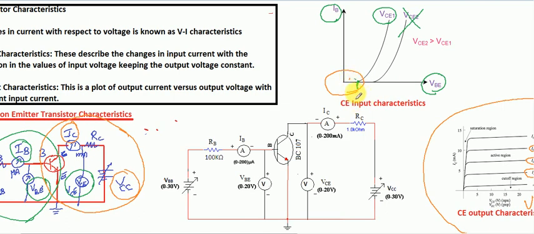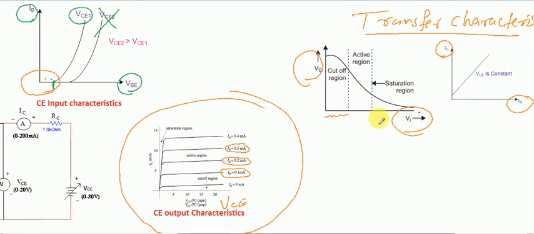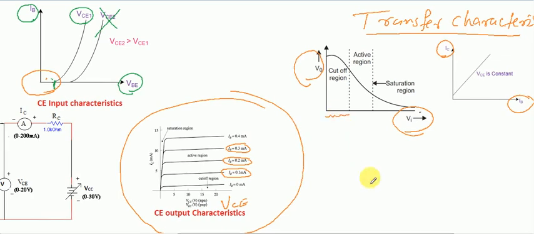When the input voltage is very low, there is no input current. IB is 0 till a particular value. So till that value, there is no input current. As there is no input current, the output voltage will be just equal to the applied battery voltage.